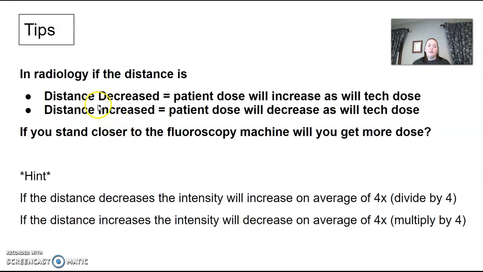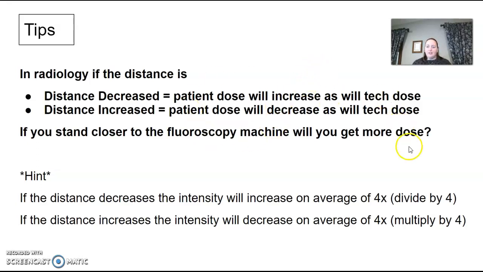Just some tips. In radiology, if the distance is decreased, so your tube or your source is getting closer to the patient, their dose is going to increase, as well as yours. If you get closer to that C-arm while it's running, you're getting more dose than if you step back. If the distance is increased, so if the SID is increased, the tube to the patient's dose will decrease. Same with you. In the fluoro room, when the radiologist is fluoroing, what's something you can do to reduce your dose? Step back, increase your distance, right?